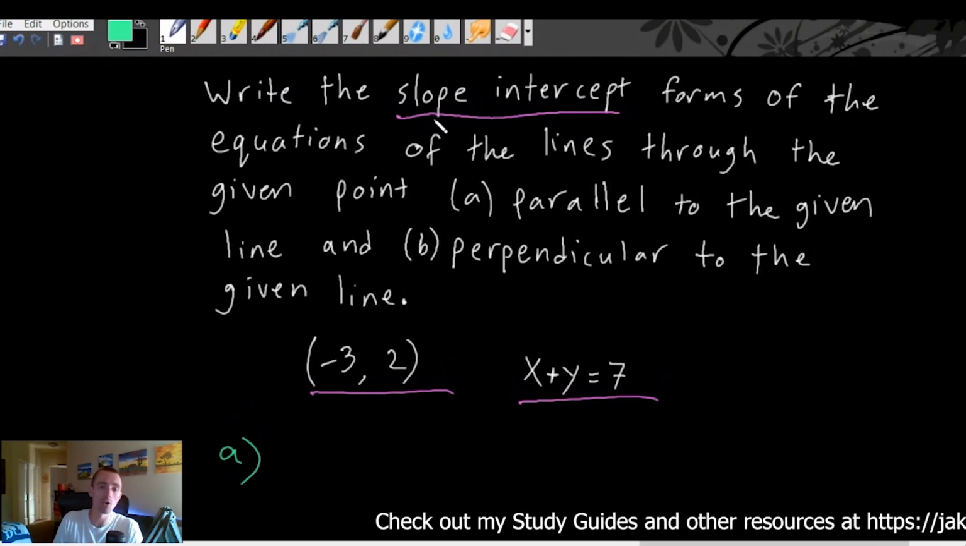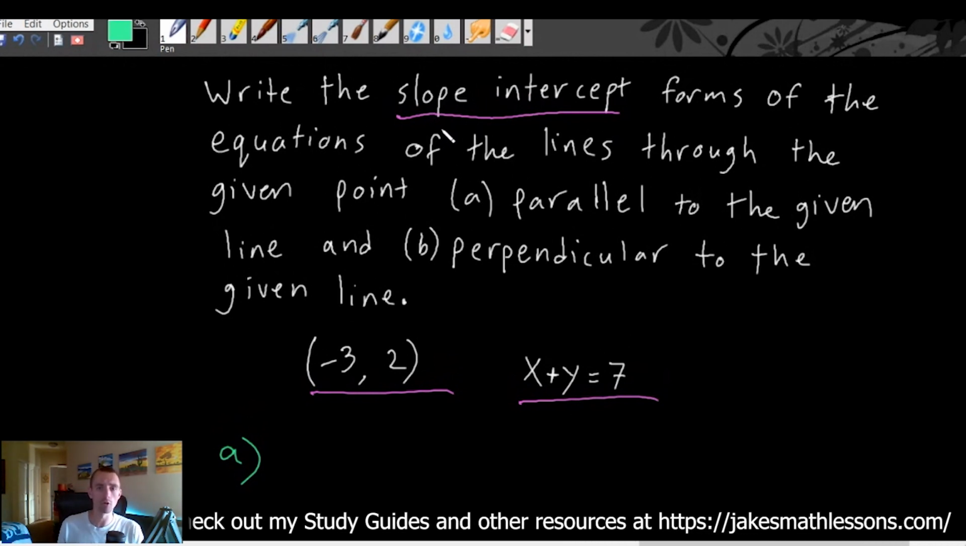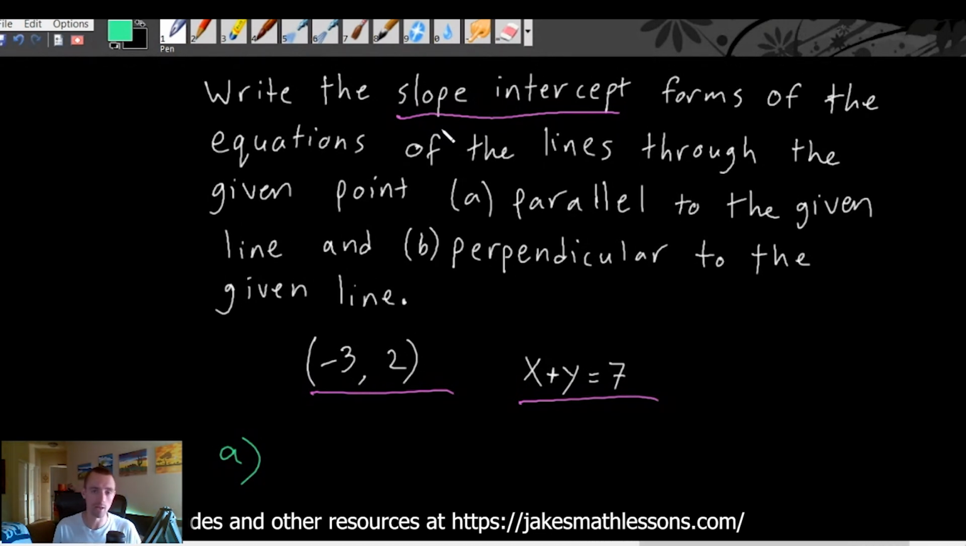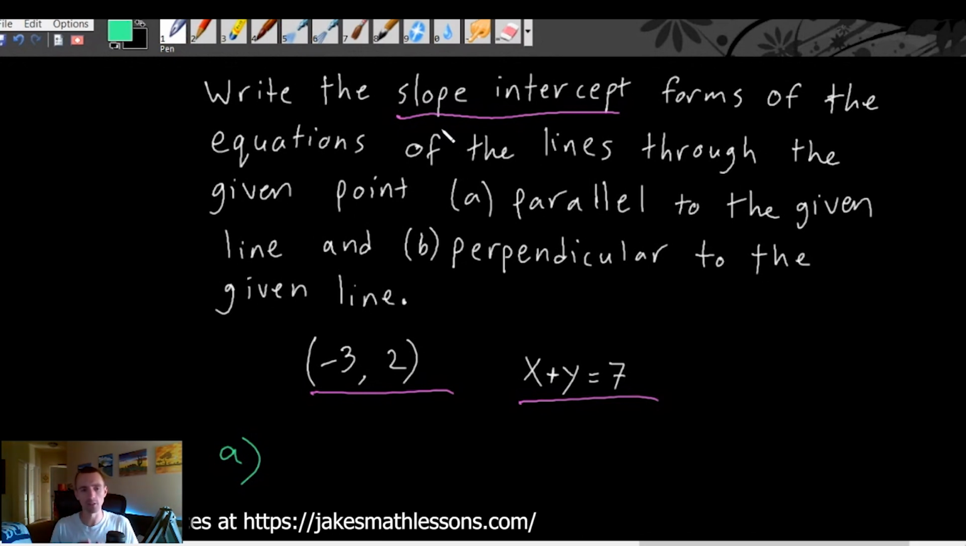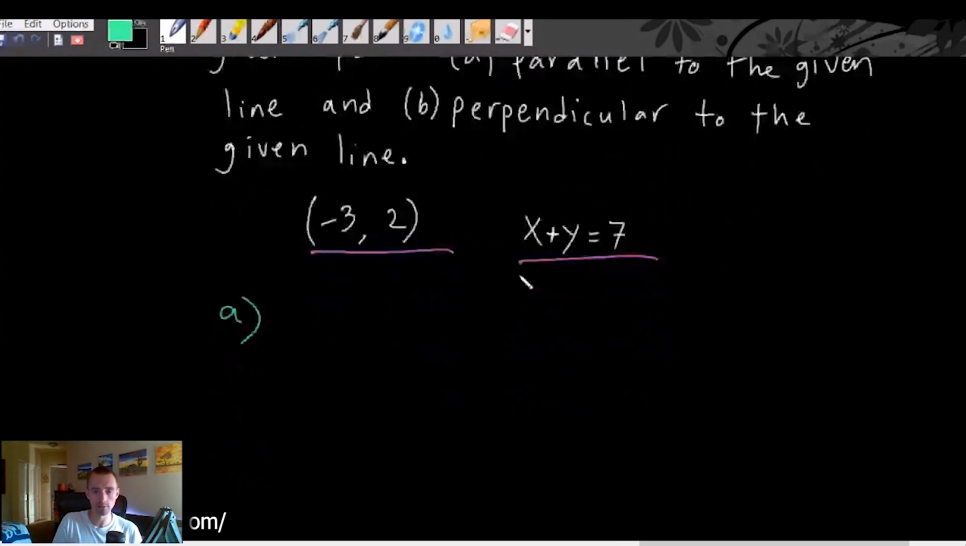Obviously, we need to get our line into the slope-intercept form, but we can actually start with a different form, and then we can simplify or manipulate our line equation to get it into the slope-intercept form. So don't worry about the fact that we need the slope-intercept form yet. For now, let's just think about how to write a line equation that is parallel to this line and goes through this point.